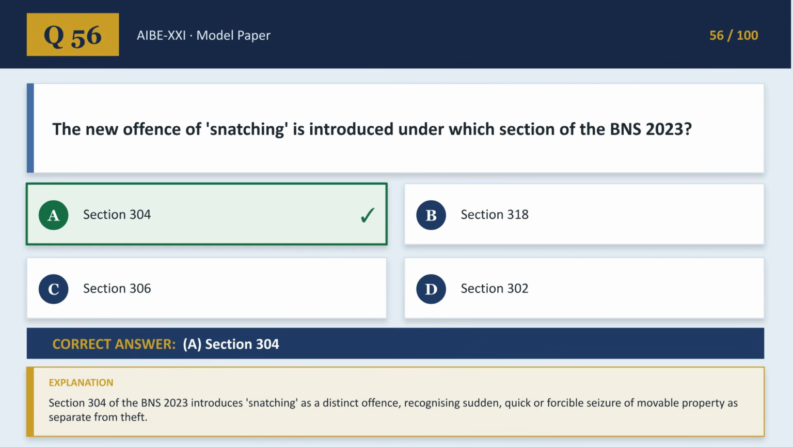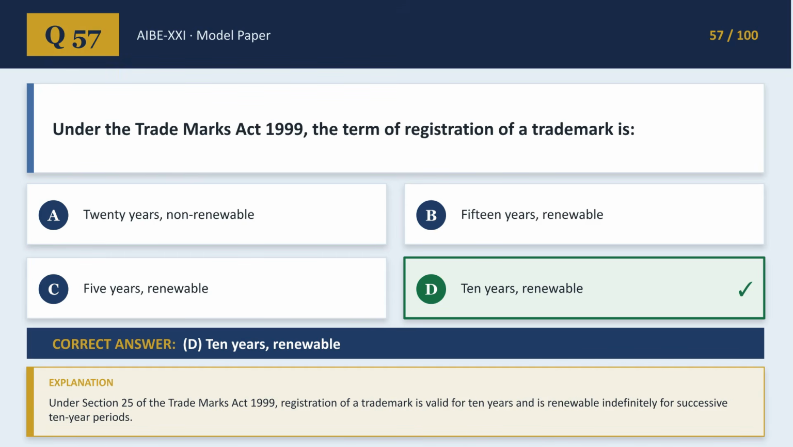The new offense of snatching is introduced under Section 304 of the BNS 2023. It distinguishes the sudden, quick, or forcible seizure of movable property as a separate offense from theft. Under the Trademarks Act 1999, the term of registration of a trademark is 10 years, and it is renewable. Section 25 confirms that registration is valid for 10 years and can be renewed indefinitely for successive 10-year periods.